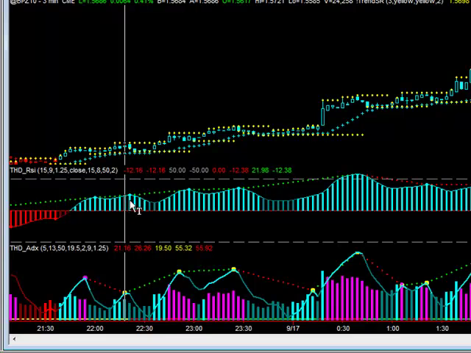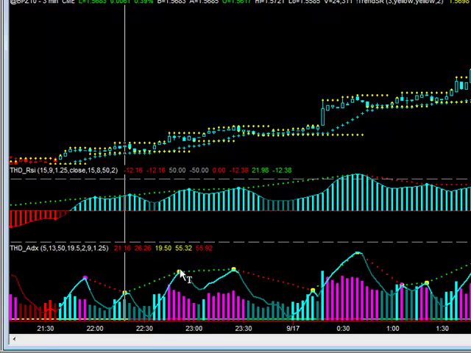I immediately look up to the RSI to see if this is confirmed. I know at this point that it is not because it is higher than the previous high, which has a small blue dot. Okay, so it pulls back a little bit and then it starts to continue upwards.